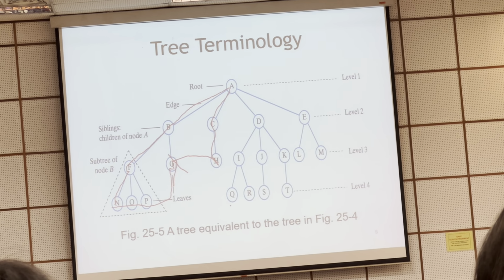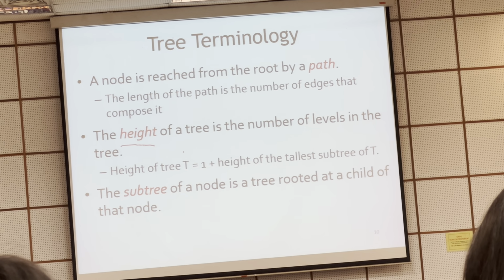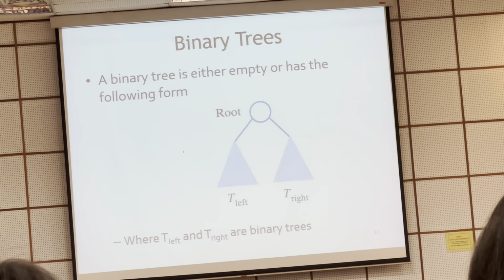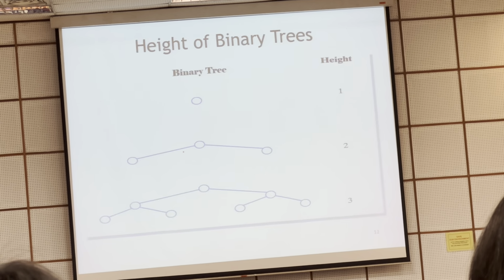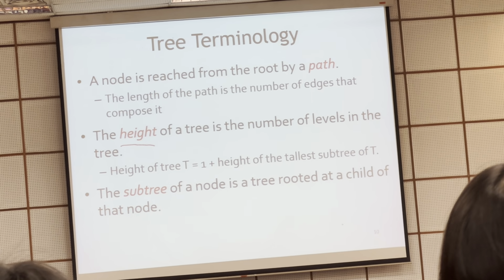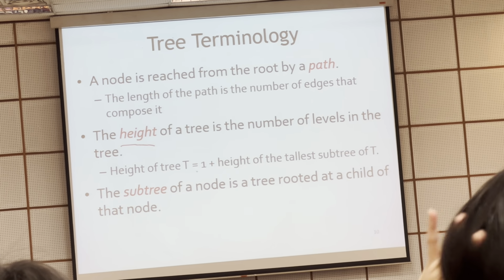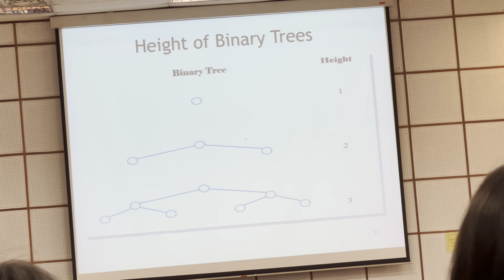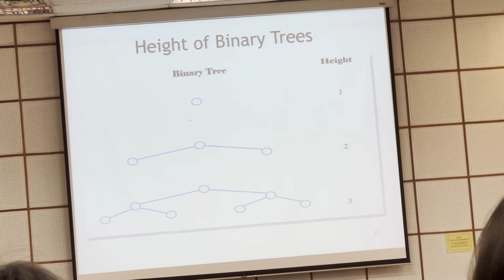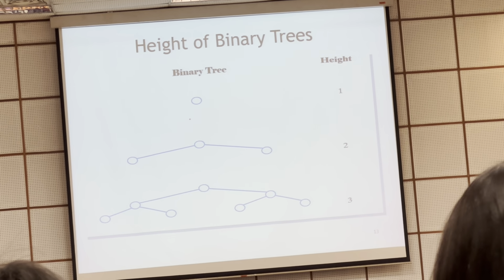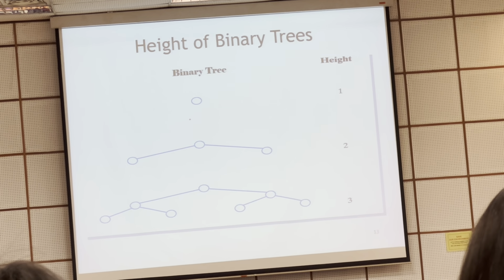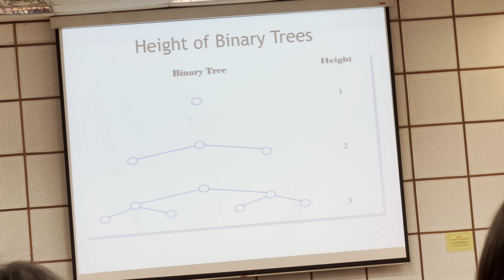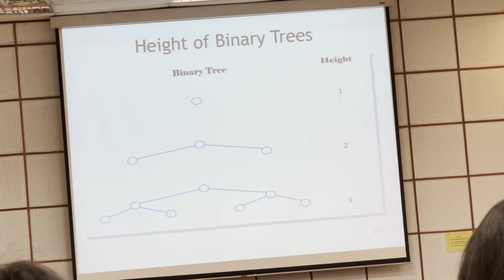Alright, next is the height. The height of the tree, let me explain here. The height of a tree is 1 plus the height of the tallest subtree. In this case, there is only one node, so there are no children. So 1 plus 0. So the height is 1.